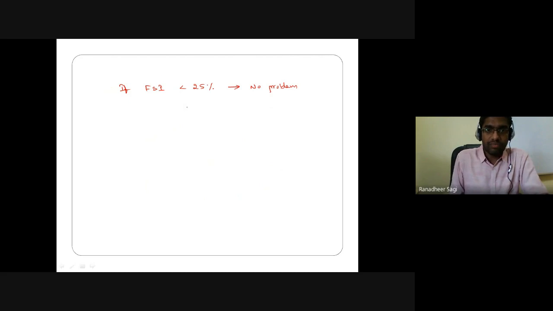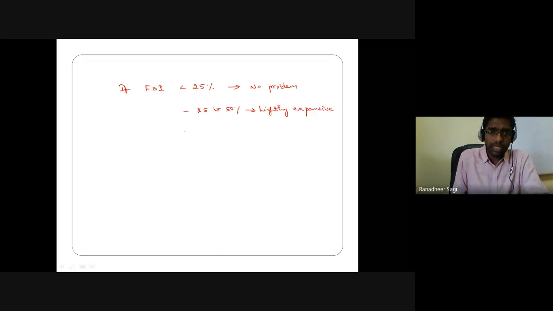In case the free swell index is between 25 to 50%, then we say that particular soil is lightly expansive. In case the free swell index value is between 50 to 100%, then we say that particular soil is moderately expansive.